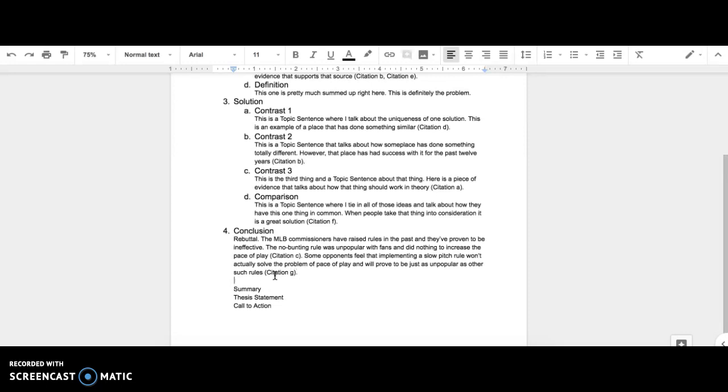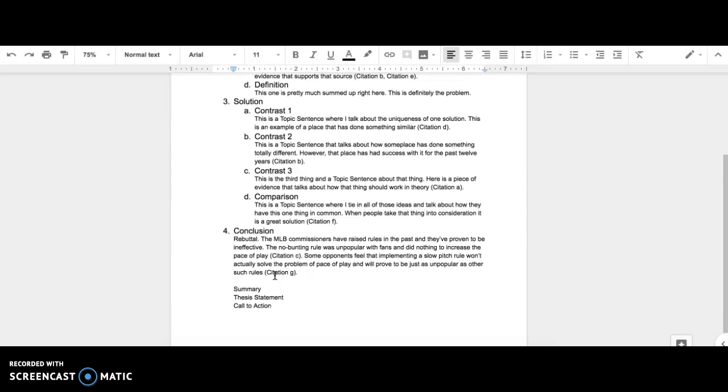Okay. Now, what might we say to try and refute this worry that a slow pitch rule isn't actually going to solve the problem because other such rules haven't solved them in the past? What might we say that would clear that up? Something along the lines of this rule is going to be different. So how is it different?